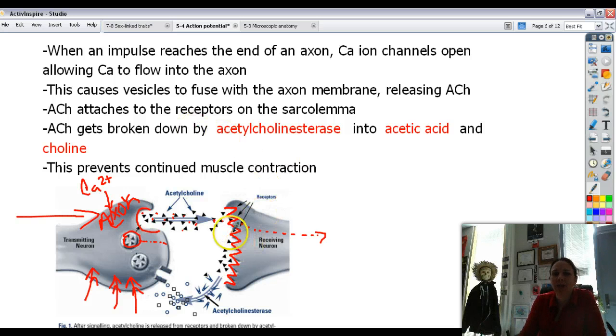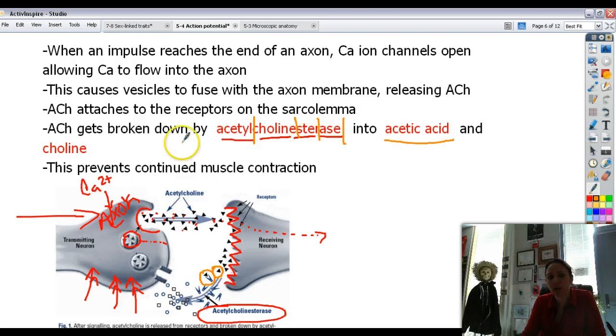So how do we get this to stop? Well, there's an enzyme you can see right down here called acetylcholine esterase. Okay, big word, but if you break it down into its bits and pieces, it's not too bad. So we got the acetylcholine, and then the ester and the ace. So this enzyme right here will grab onto the acetylcholine and break it down into its two components. Acetic acid, the main component of vinegar, and a structure called choline.